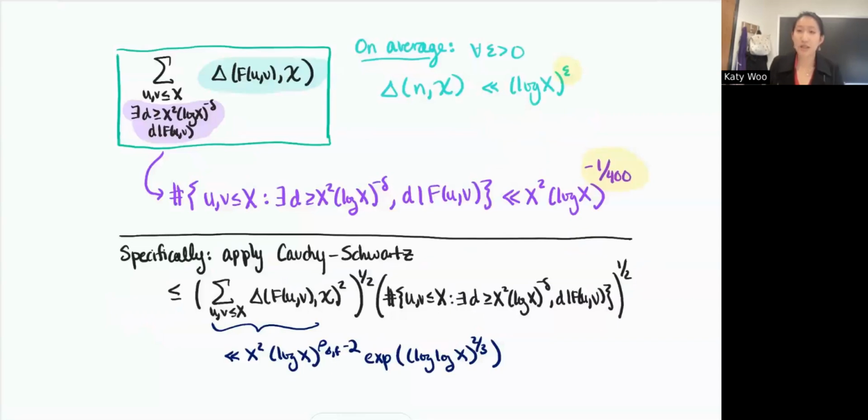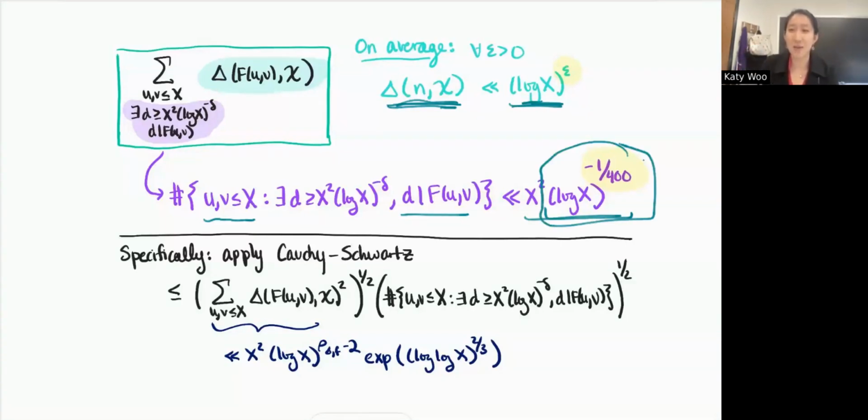And so why is this good for us? Well, first, I'm going to give an intuitive reason, which is that this twisted Hooley delta function on average is less than any power of log x. On the other hand, if you count the number of u and v up to x such that there exists a large divisor of f of uv, you get something a little bit smaller than the trivial bound. In fact, you save a small power of log x. So it's bounded by x squared times log x to the negative 1 over 400. But because delta n of chi is smaller than any power of log x, this will still be the dominant savings. It won't cancel out the savings that you get here.